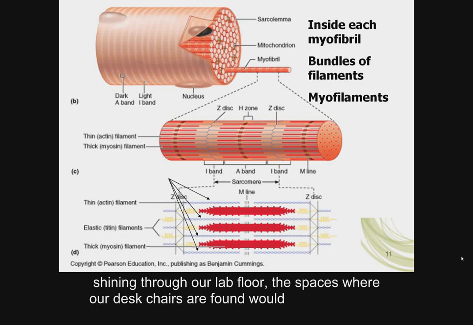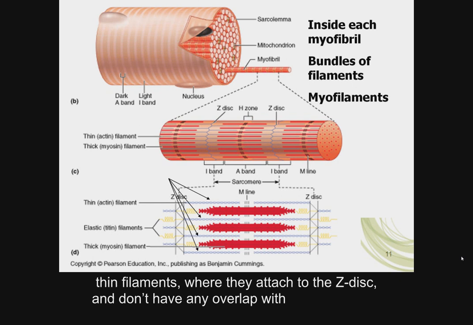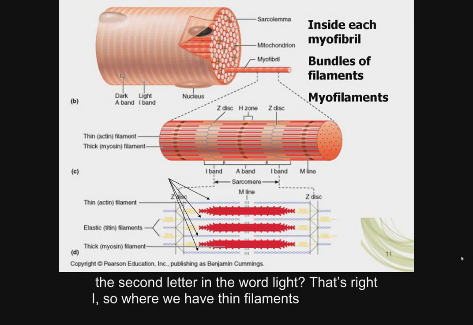So if you were looking at the light shining through our lab floor, the spaces where our desk chairs are found would allow more light to shine through. Now, how are you going to remember that the thin filaments, where they attach to the Z disc and don't have any overlap with the thick filaments, constitutes the I band shown in the middle picture?